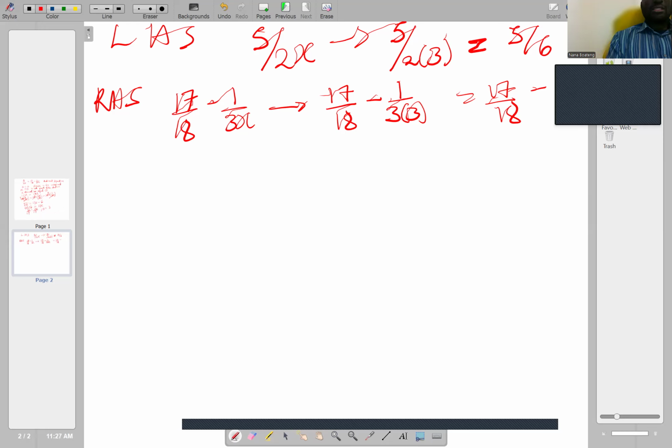And the left-hand side is also equal to 5 divided by 6. So that means x is equal to 3 is a solution. X equal to 3 is a solution to this rational equation.